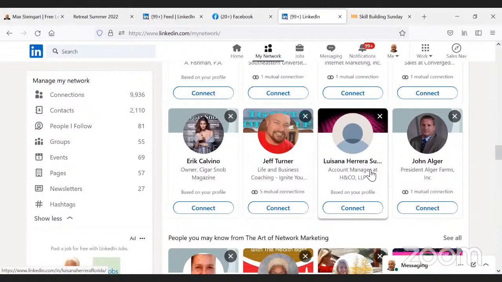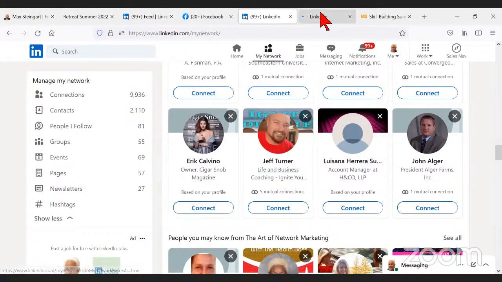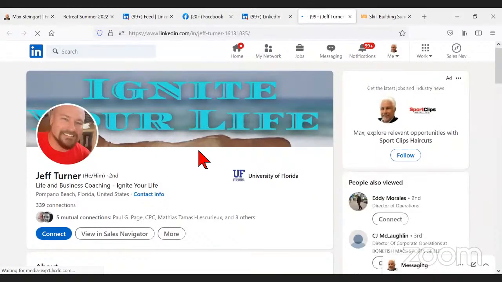So what you do, instead of hitting the connect button, you bring up their profile and you hit the connect button from here. This way, you can always send a message. Okay?